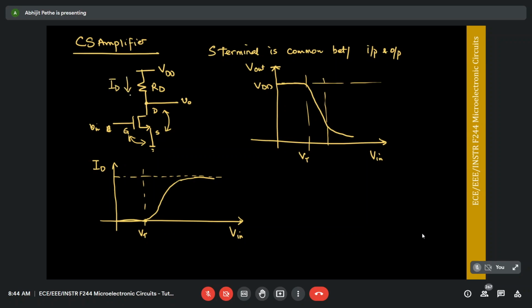VDD by RD. Very good. So what you see is that the current is approaching VDD by RD. It never reaches VDD by RD, because if VDS becomes 0, what happens to the current flowing through a transistor? VDS is 0.